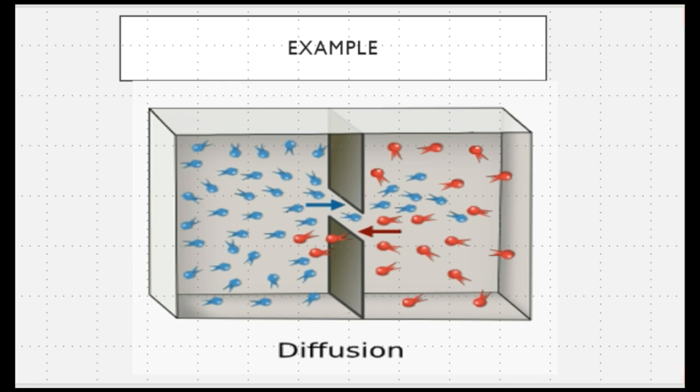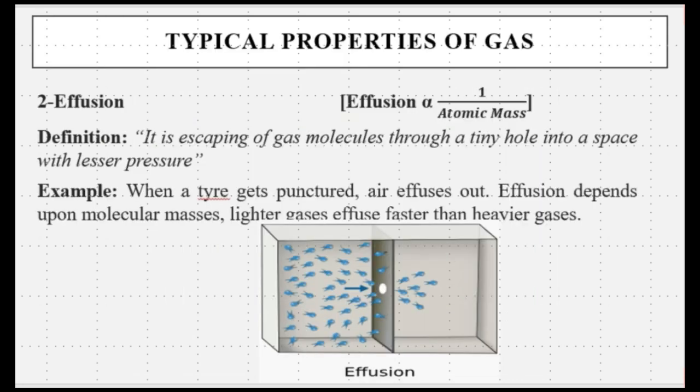First of all, we will see an example of diffusion. These are two gases. One of them is shown in blue color and the other in red color. Randomly they are moving from one place to another, and as a result they will mix with one another, and this process is called diffusion.